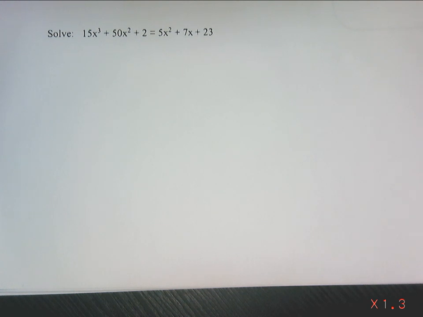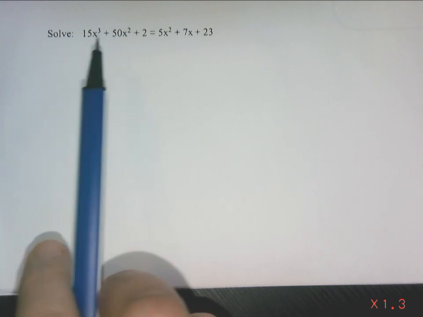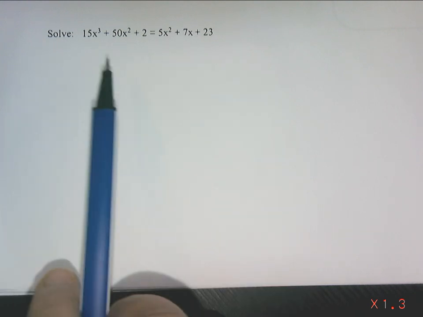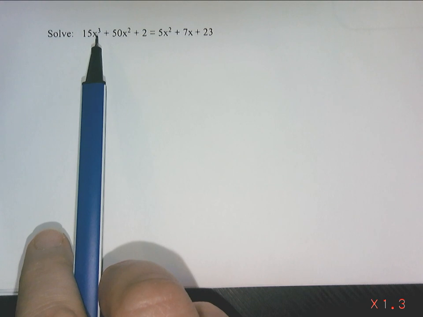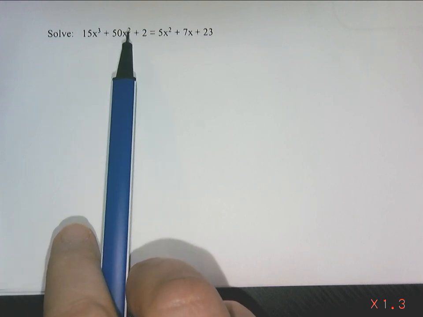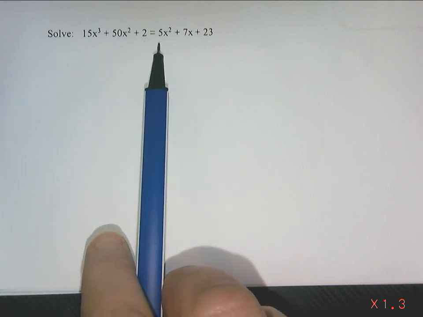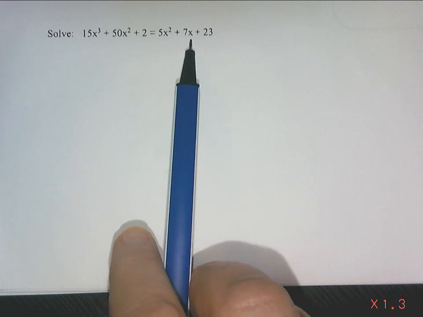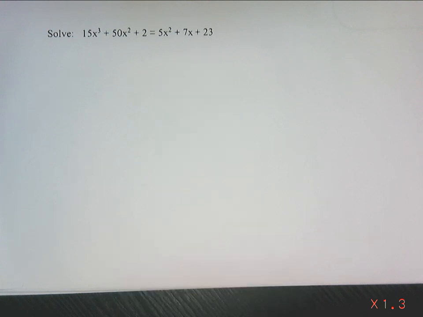In this video, we're going to take a look at another example of solving polynomial equations by factoring. So in this equation, it says solve 15x to the power of 3 plus 50x squared plus 2 equals 5x squared plus 7x plus 23.